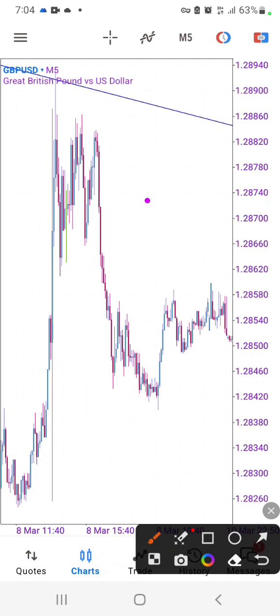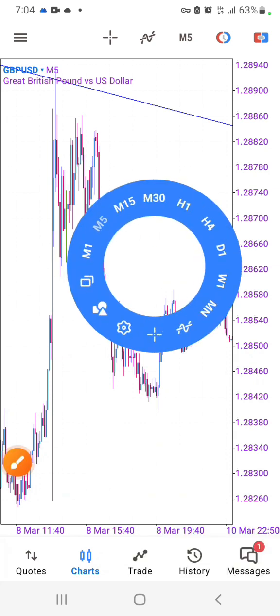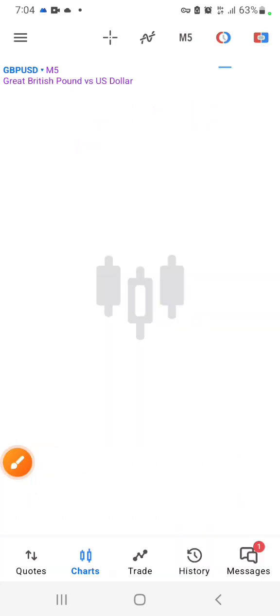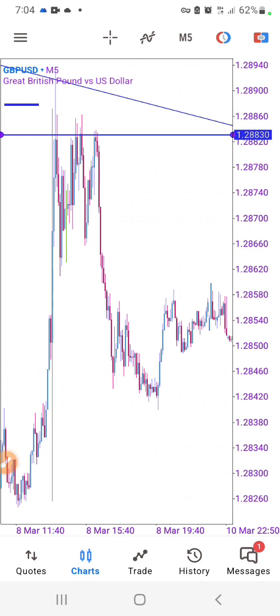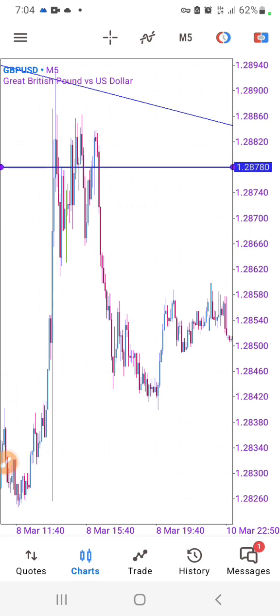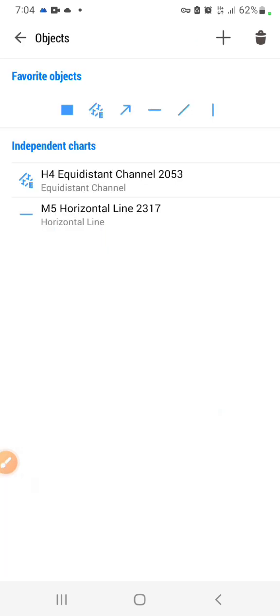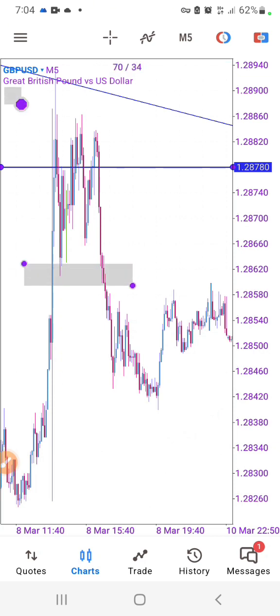When it breaks down, we get our horizontal line and put it here, after the market breaks that structure. Yes, it has broken that structure. We shift our market to this order block. We have to find an M5 order block after the break of the structure.